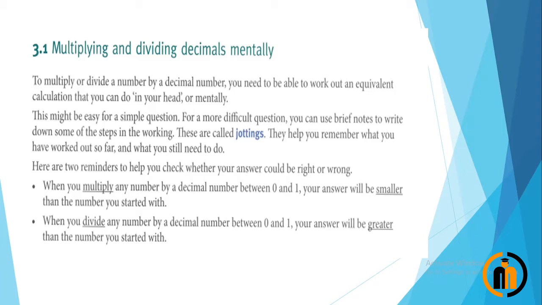When you multiply any number by a decimal number between 0 and 1, your answer will be smaller than the number you started with. When you divide any number by a decimal number between 0 and 1, your answer will be greater than the number you started with. I repeat, when you multiply any number by a decimal number between 0 and 1, your answer will be smaller than the number you started with. When you divide any number by a decimal number between 0 and 1, your answer will be greater than the number you started with.